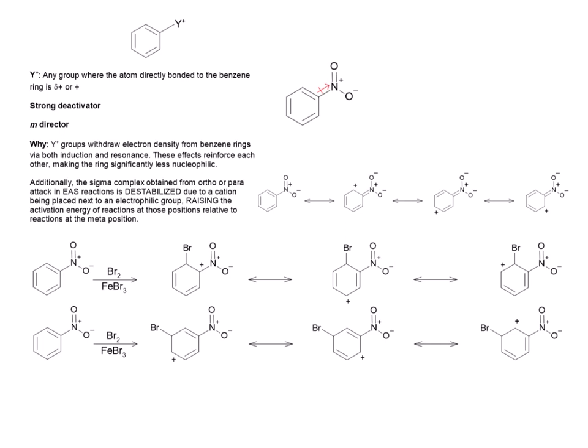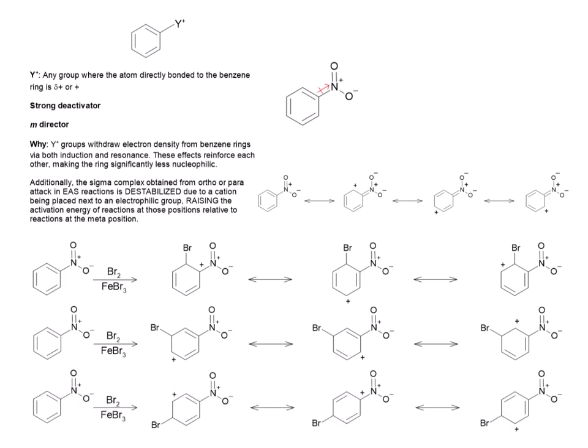If we were to do a meta attack, you can see that the carbocation in all three of the resonance structures is never placed adjacent to that positively charged nitrogen. Therefore, the activation energy won't be increased the same amount that it would have been for an ortho attack. Finally, if we look at the para attack, just like the ortho attack, we will get one of the resonance structures in the sigma complex that has the carbocation directly adjacent to that positively charged nitrogen, once again destabilizing the sigma complex intermediate from a para attack.